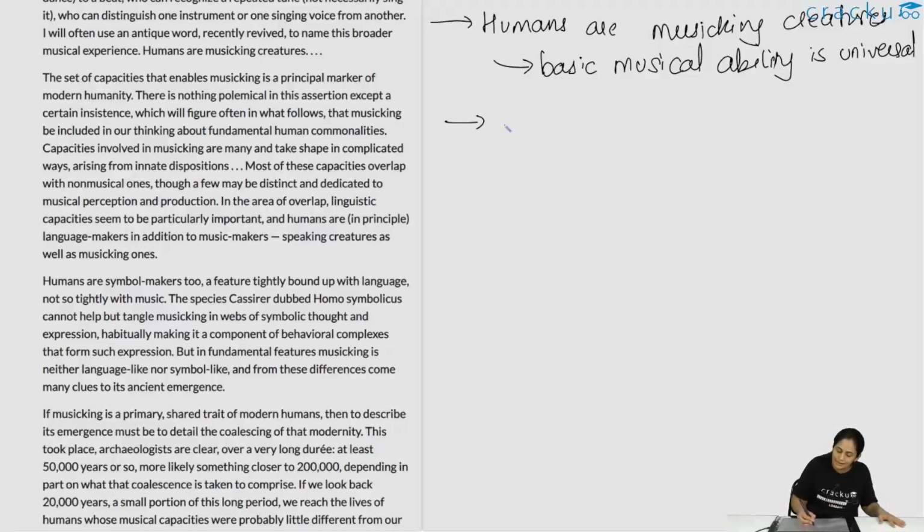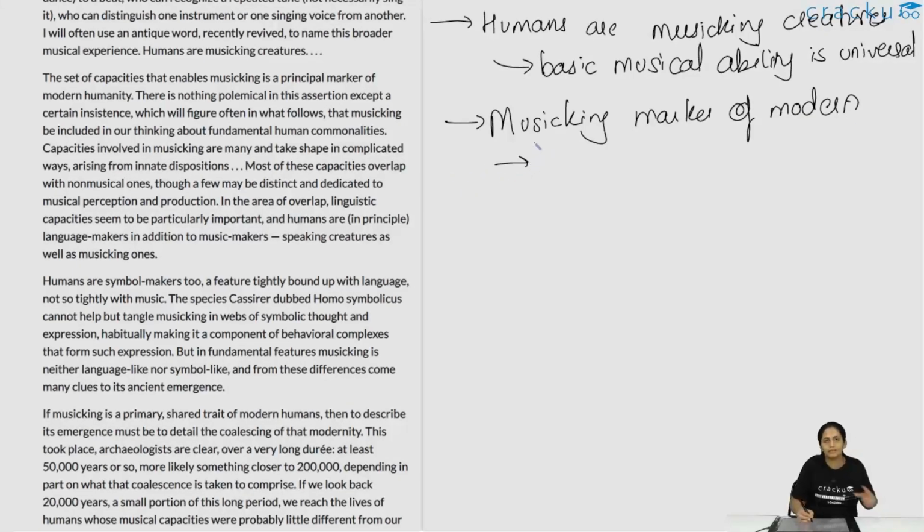So he's basically saying that musicking is a marker of modern humanity, a human commonality. Human commonality basically means universal to all modern humans.